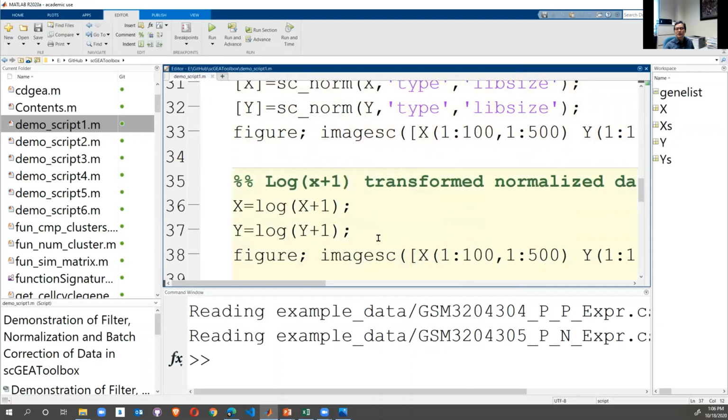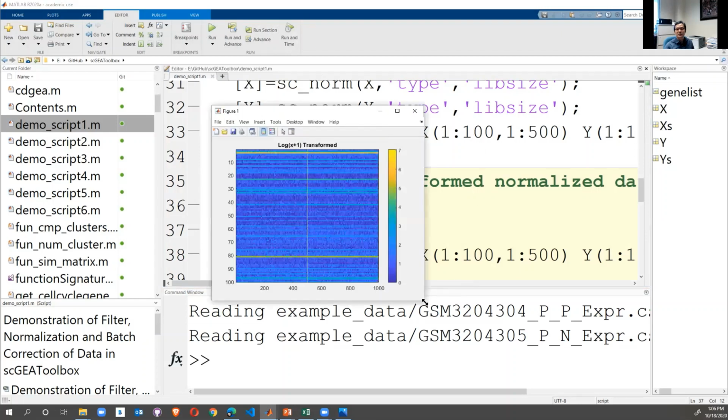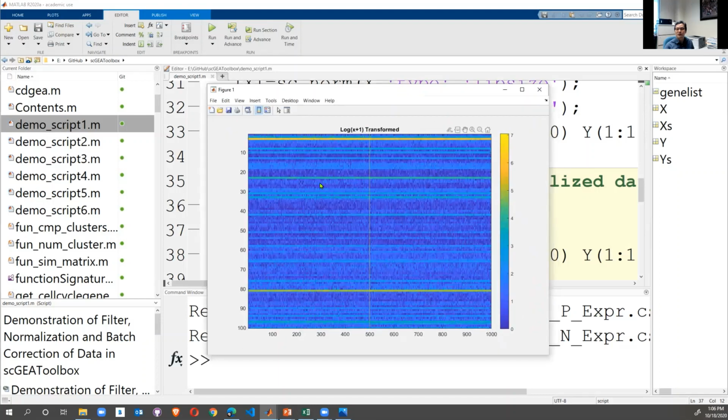And you may also want to do this log transformation. So after log transformation, you start to see the difference because they are rescaled and the values are closer to each other, so you start to see the variability. Otherwise, you'll only be able to see it using the color bar.